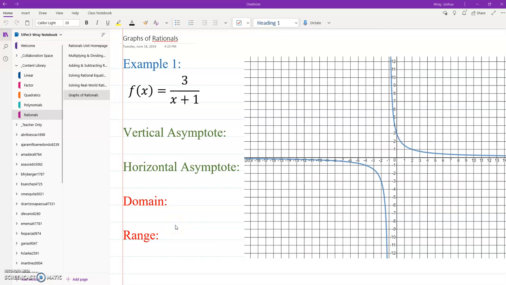Next lesson's up. We're talking about graphs of rationals. This is the last lesson in the rationals unit, so up next will be our test. Let's get started.